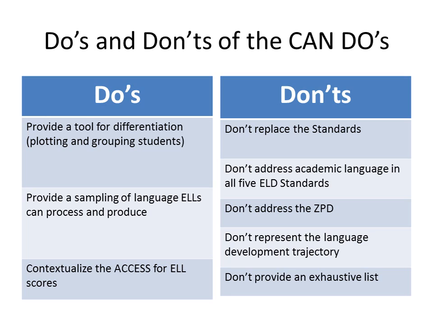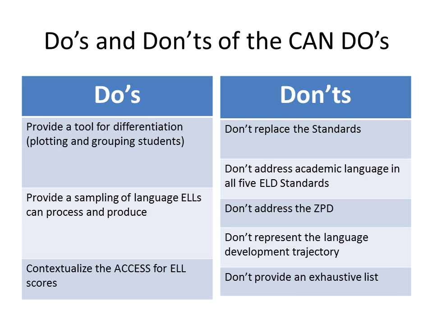Okay, so here we'll talk about some of the things that the can-dos can do and the things that they can't do. On the first column there, you'll see the things that can-dos can do. They provide a tool for differentiation. When we're thinking about grouping our students by English level and helping us to know what we could expect a certain group of students to do, this is a very helpful resource for us.